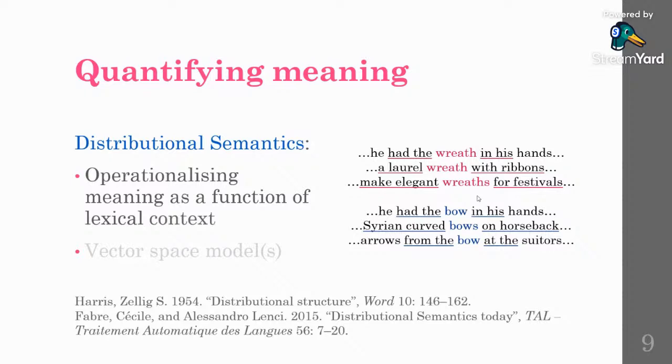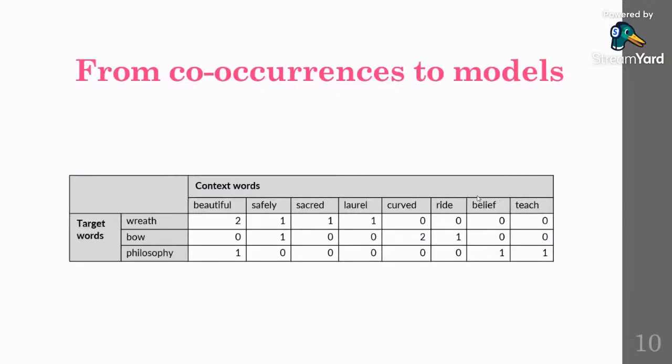How do I do this? I need a way to quantify meaning. And this way is provided by computational linguistics, a linguistic approach called distributional semantics, which is widely applied in computational linguistics, not to ancient languages, but to modern languages. Distributional semantics is all about operationalizing meaning as a function of lexical context. Words are more similar to one another the more often they occur in similar contexts, or even in the same context. How do we do this?